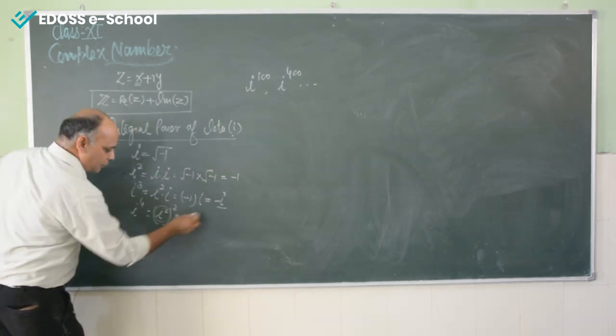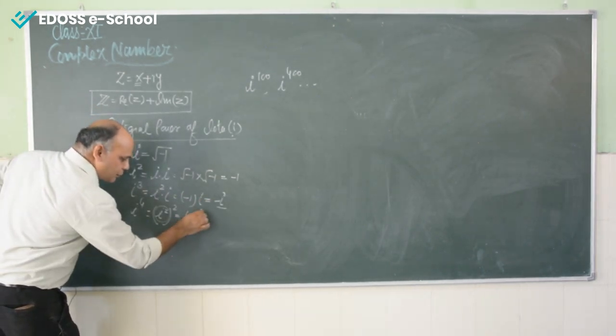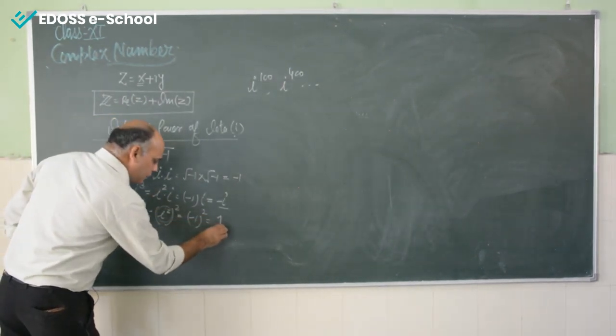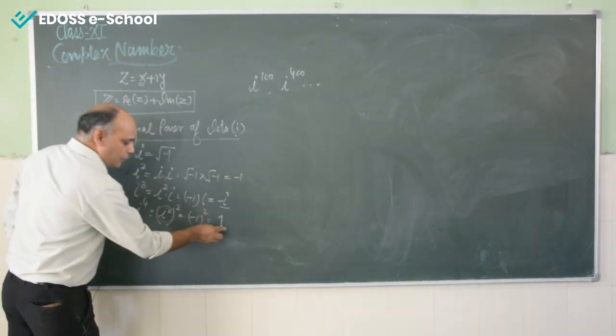That is equal to minus 1, the minus 1 whole square. If minus 1 is multiplied by minus 1, you are getting 1. That means iota to the power 4 is equal to 1.